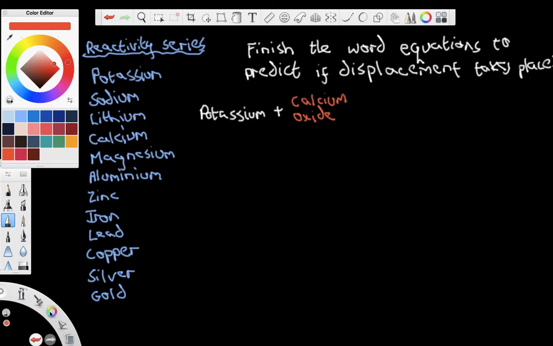So you should have paused the video, you should have had a go at that word equation, you should have a different coloured pen to hand. So the first thing you should have drawn was an arrow. Remember, we do not put an equal sign. If you put an equal sign, it's wrong. Potassium is more reactive than calcium, so we would end up with potassium oxide, and we would have calcium on its own.